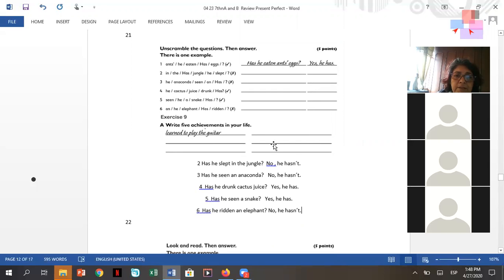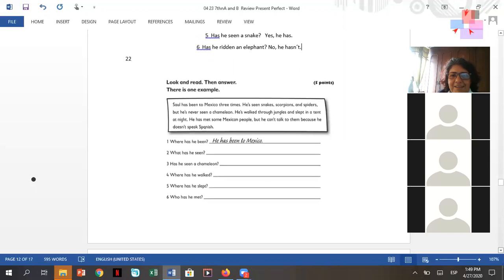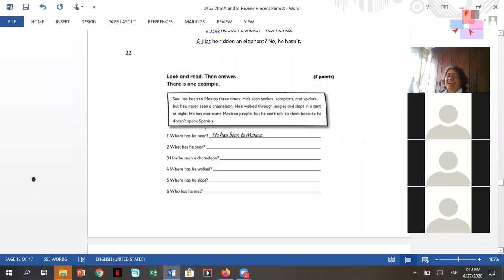Exercise 9. Write 5 achievements in your life. Watched a movie, played soccer, learn a new language, played video games, and eaten a lot of food. That is an achievement. Guys, you understand what an achievement is? It depends, because if some people don't eat, to eat a lot is an achievement. Yeah, you're right, I like that.